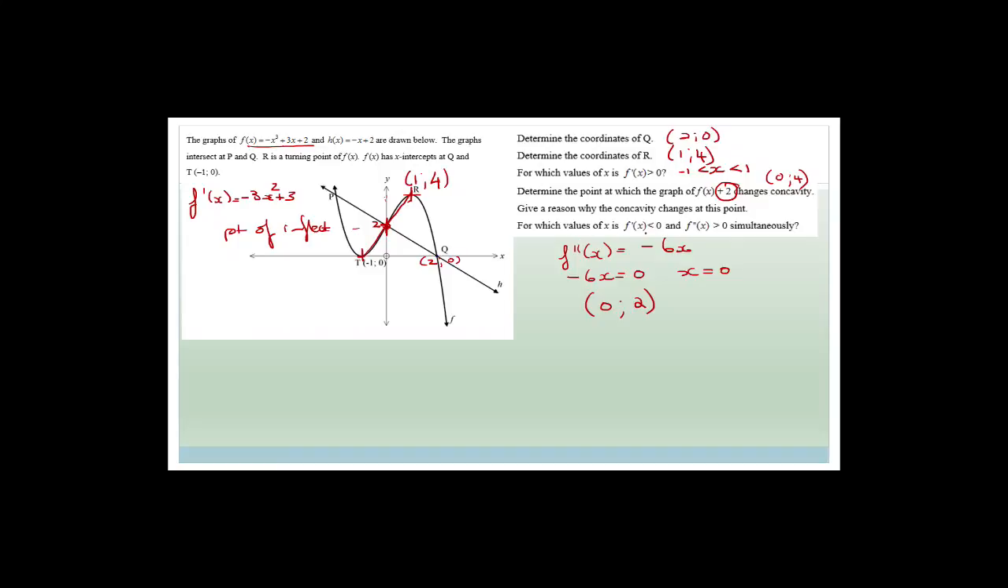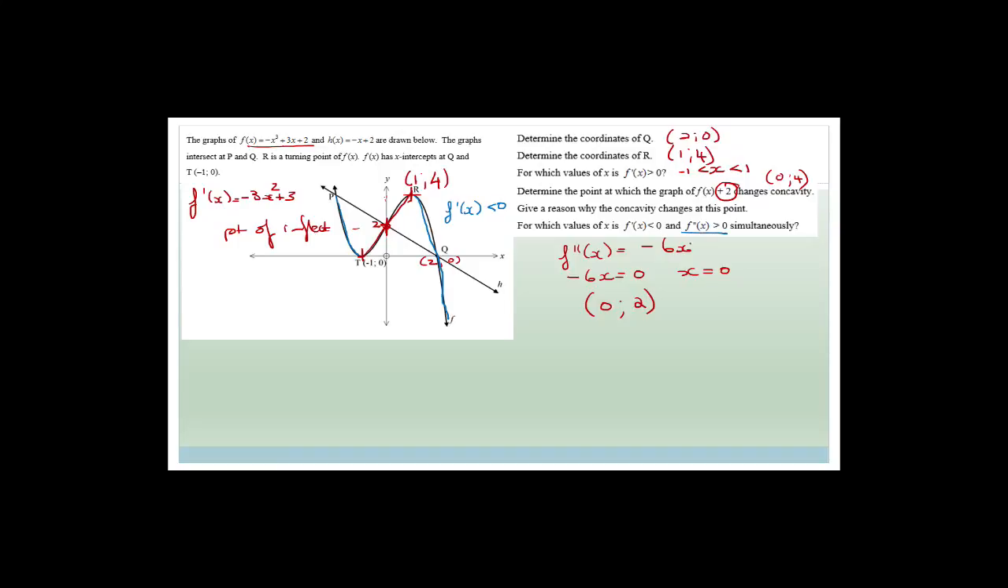Finally, it says, for which values of x is f dashed of x smaller than 0 and f double dashed of x greater than 0 simultaneously. So let me just get a different color so I can think about this. We know that if f dashed of x is smaller than 0, the gradient is smaller than 0 from here to here, and from here to here. Do you agree? That's f dashed of x smaller than 0.